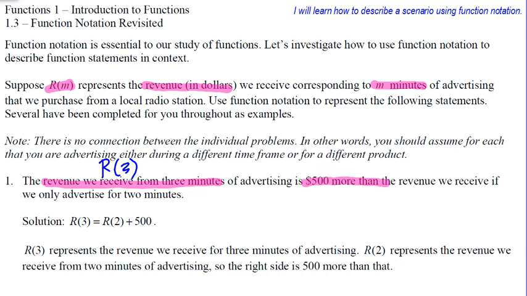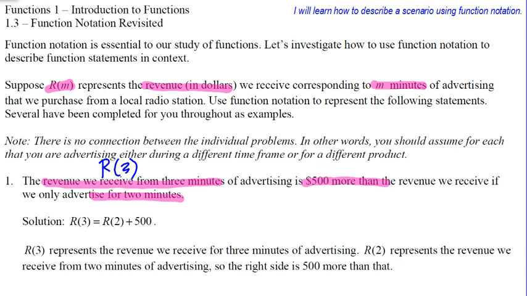What do you mean by $500 more? Does that mean you got $500 more money, right, than the revenue if we only advertise for 2 minutes? So if there are 2 people advertising in here, let's say you are advertising for 3 minutes, right? And then your friend is advertising for 2 minutes only. Because you're advertising for 3 minutes, you'll get $500 more. Does that make sense? Okay?